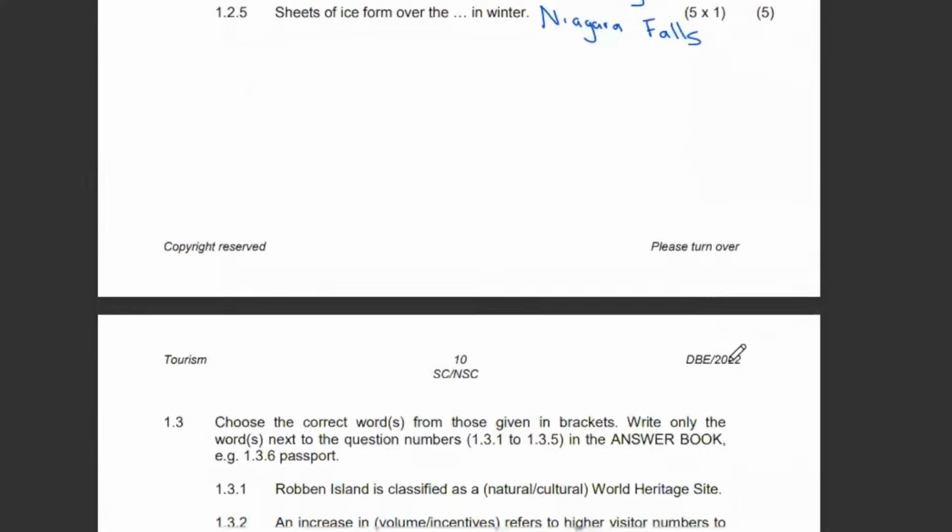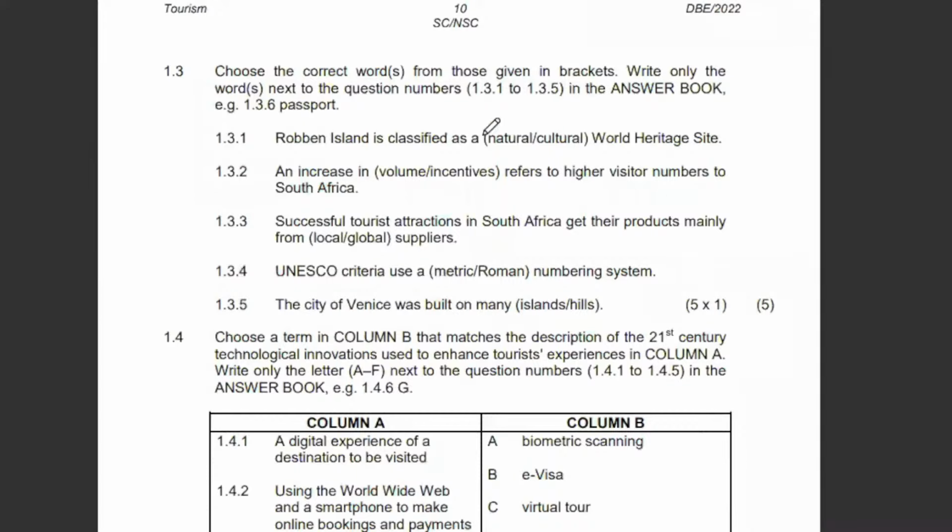Then now let's move on to the next question, 1.3. The instructions read, choose the correct words from those given in brackets. Write only the words next to the question numbers, 1.3.1 to 1.3.5, in the answer book. For example, 1.3.6, passport. All right, 1.3.1 reads, Robben Island is classified as a natural or cultural World Heritage Site.